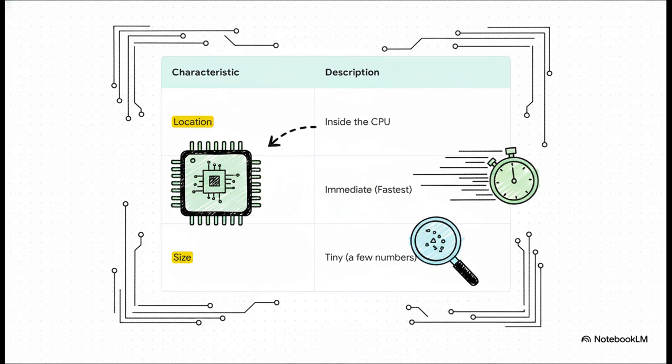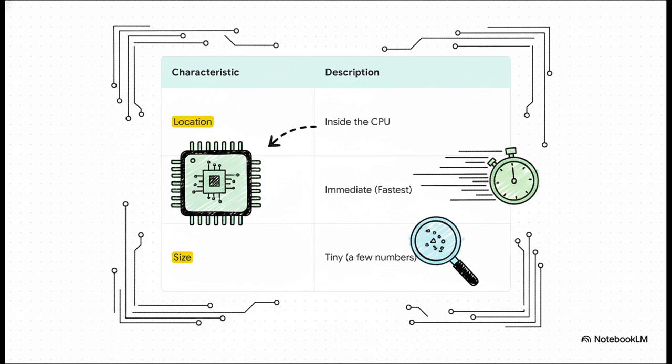So why are they so fast? It's all about location, location, location. Registers are literally built inside the CPU. The data doesn't have to travel anywhere. It's already there. The catch? They're minuscule. We're talking tiny. A register might only be big enough to hold a single number that the CPU needs for the calculation it's doing right this second.